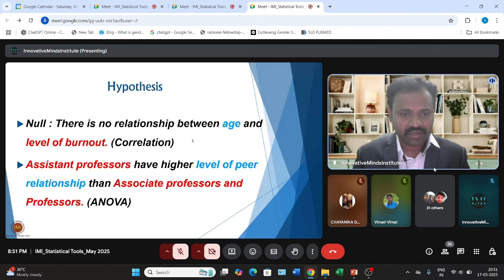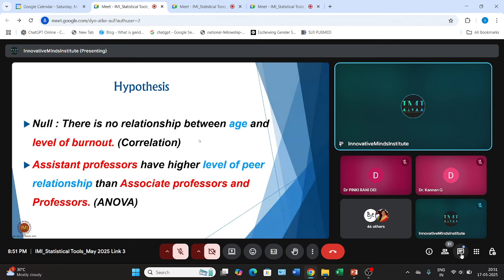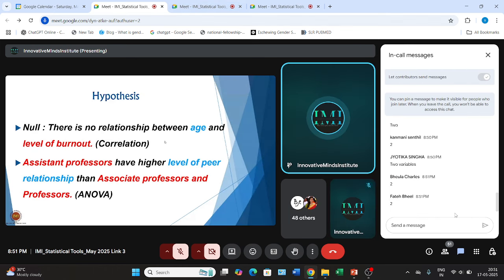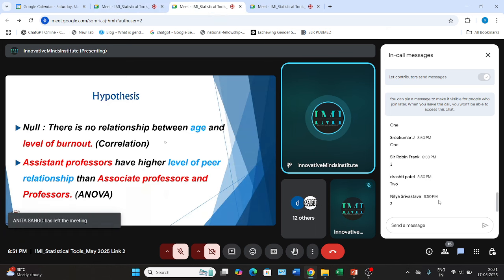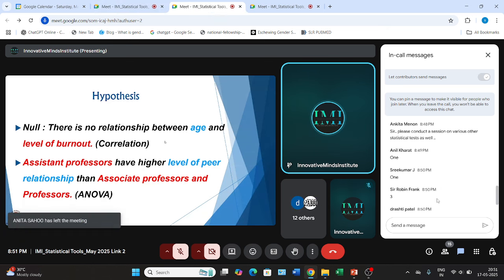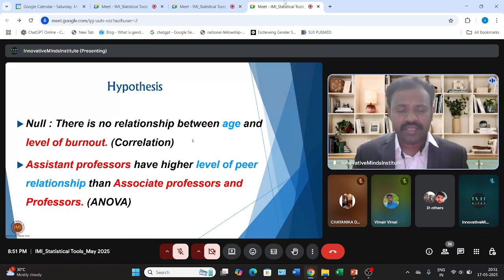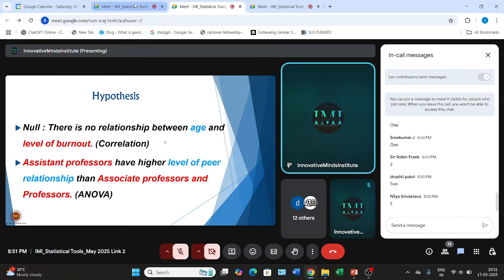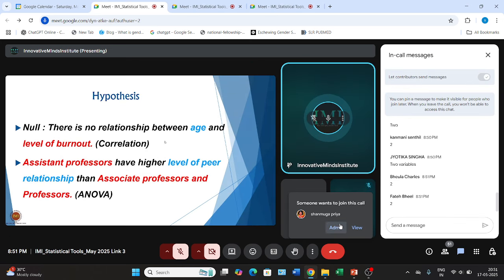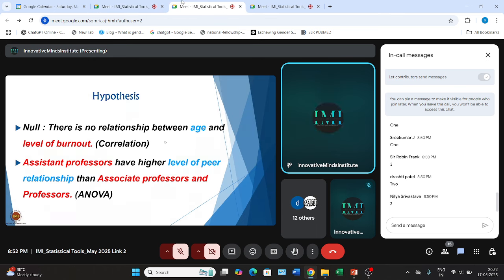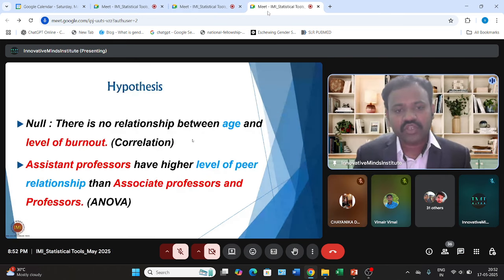One is level of peer relationship. Another one is the type of job, or you can say designation. So whether you are assistant professor or associate professor or professor. So here we have 2 variables. So we are comparing 2 variables. In the independent variable designation, we have 3 attributes, so more than 2 attributes, and the dependent variable is numerical. If it is numeric, then we have to use the ANOVA, right?